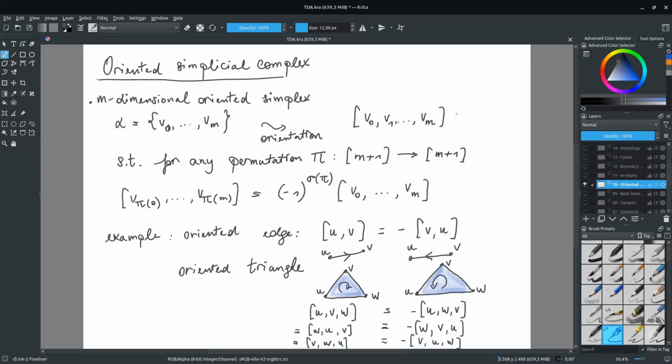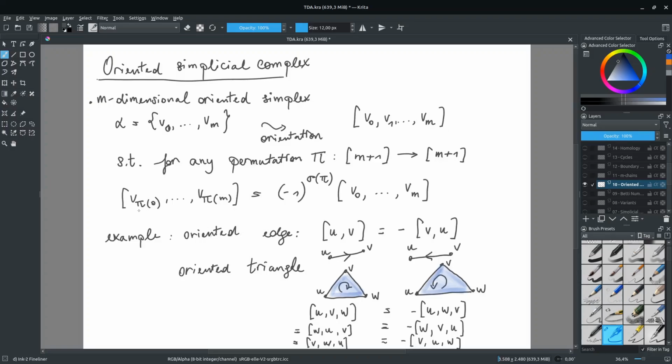So, let's say I have a simplex v0 to vm, so an m plus one dimensional simplex. No, just an m dimensional simplex, sorry. I'm going to give it an orientation, which just means that instead of a set, I use a tuple v0 to vm. But then there's an additional rule: if I permute the entries in this tuple, I change the sign, with big quotes here, the sign of my orientation, based on the sign of my permutation.